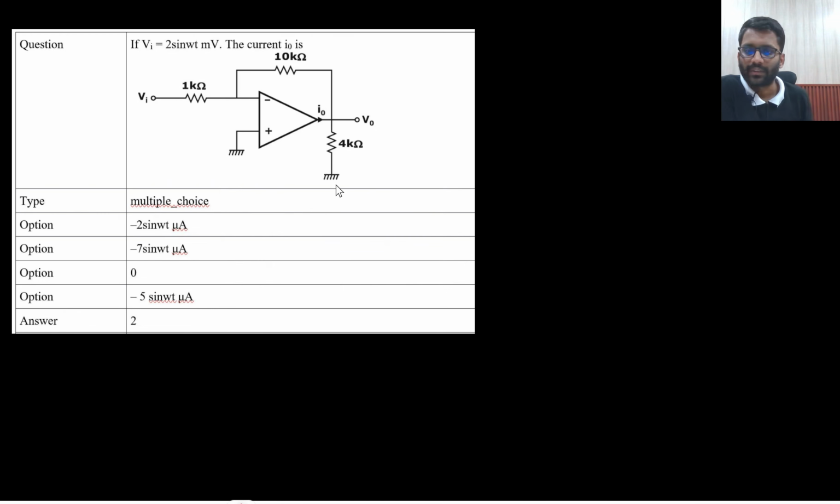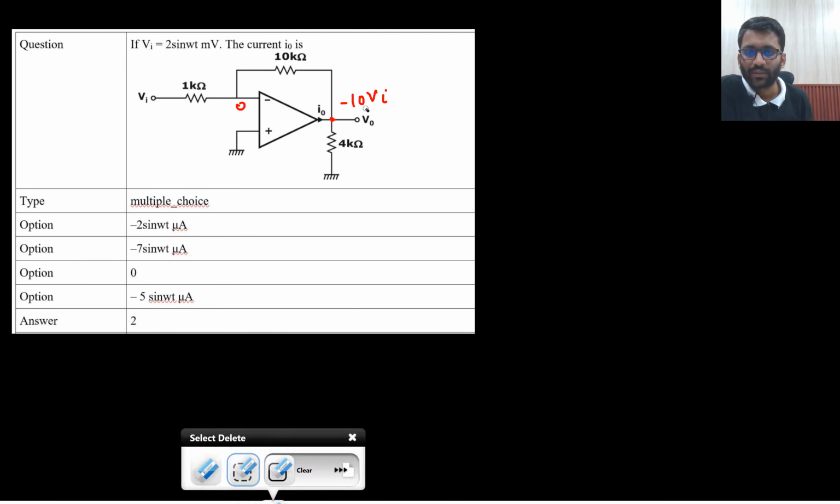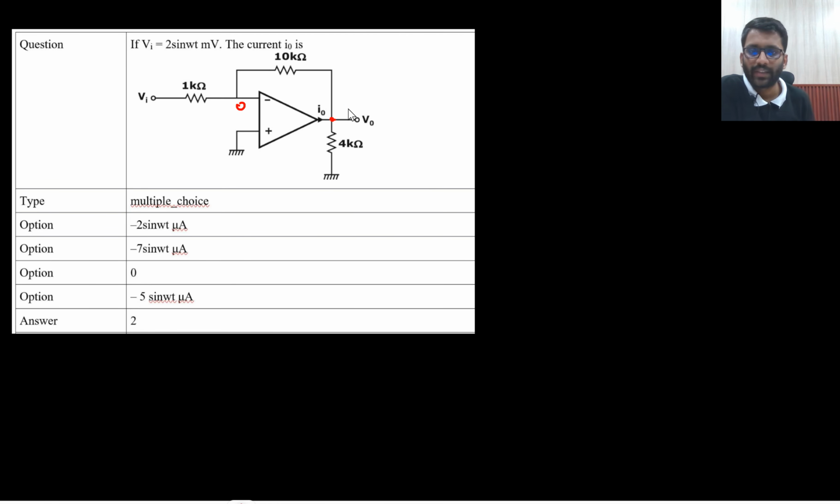And what about this one? This question. You need to find I node current. So this is very easy. Negative feedback is there. Virtual short is valid. If this is V in, what would that be? Minus 10 V in. So how much current will this drive? What is V in? V in is 2 sin omega t. So this will be minus 20 sin omega t.